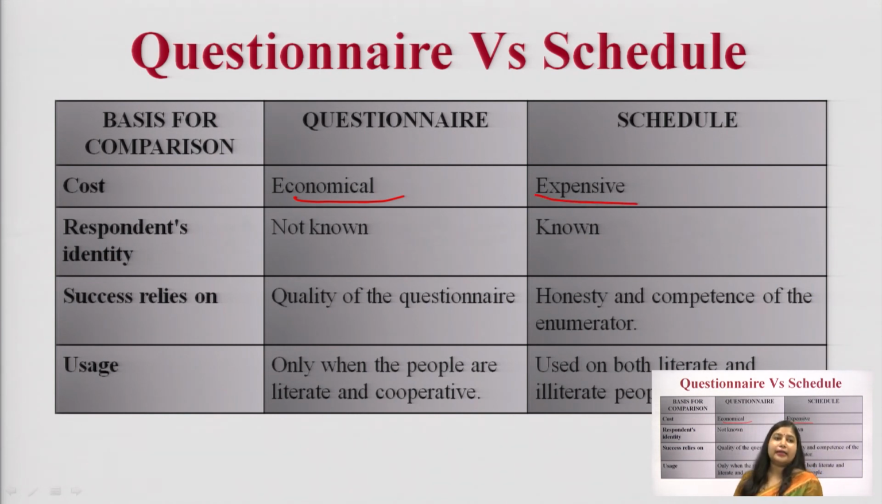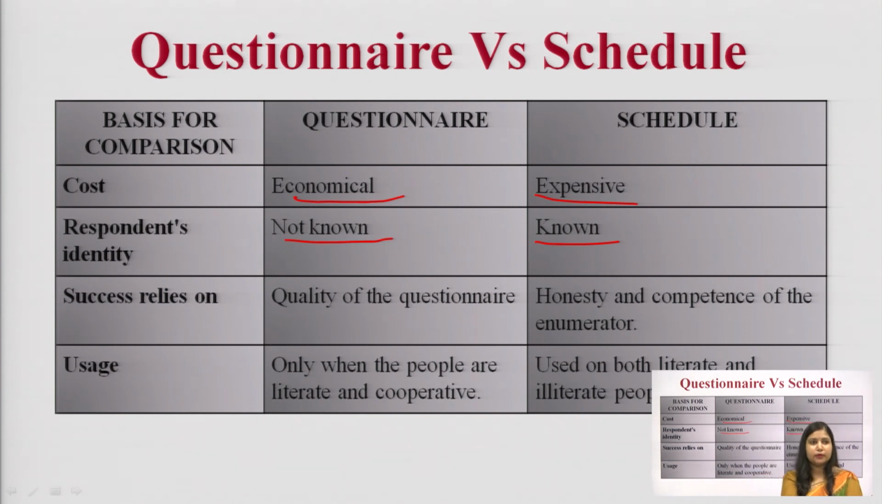Then respondent's identity. You don't know the respondent ID, you don't understand the respondent in the questionnaire, because you just send the questionnaire to them and they respond. But you know the respondent in the schedule, because you go there yourself and ask the questions, so that you understand what the people are thinking or what their preferences are. So, in this situation, the enumerator knows and understands the respondent.